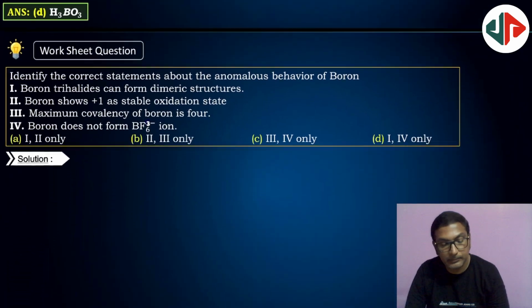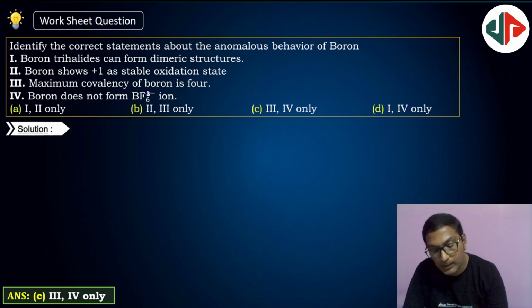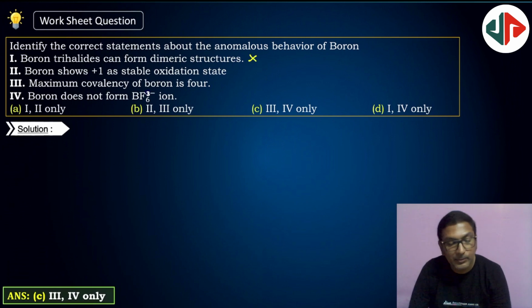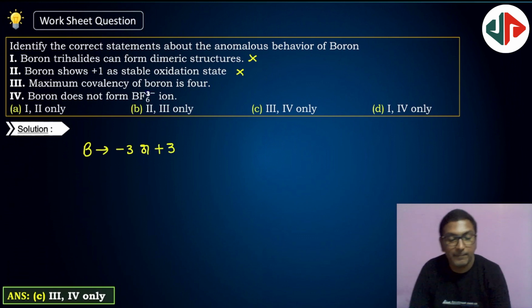Next. Identify correct statements about anomalous behavior of boron. So boron trihalides can form dimeric structure. They cannot form dimeric structure. So dimeric structure will be formed by those elements which are having vacant d orbitals in their valence shell. Therefore, statement 1 wrong. Next, boron shows +1 as stable oxidation state. That is also wrong. So boron can show -3 or +3 oxidation states.